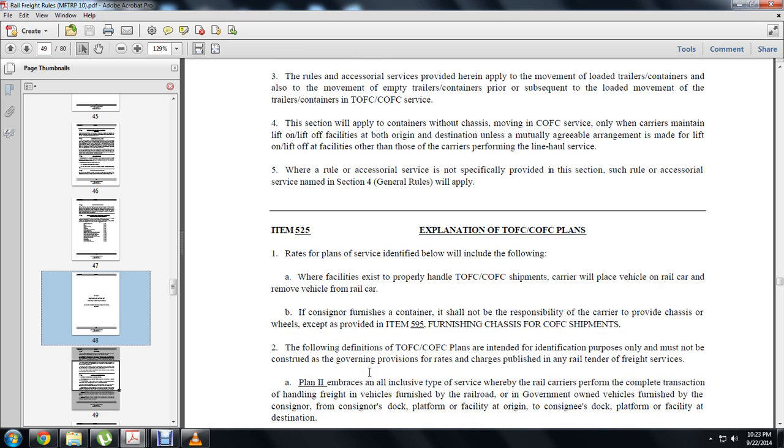The following definitions of TOFC and COFC plans are intended for identification purposes and must not be construed as governing provisions for the rates or charges published in any rail tender. Plan 1 freight services embrace the inclusive type of service, whether by rail car, performing the complete transaction and handling of the freight and vehicles furnished by the railroad, or government-owned vehicles furnished by the consignor, from the consignor's dock platform facility at origin to the consignee's dock platform and facility at destination.